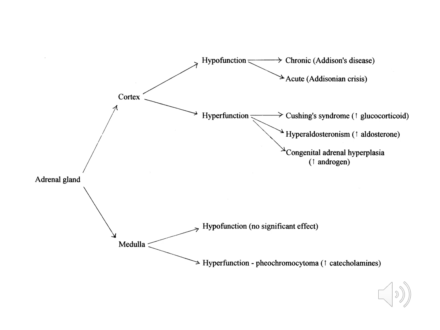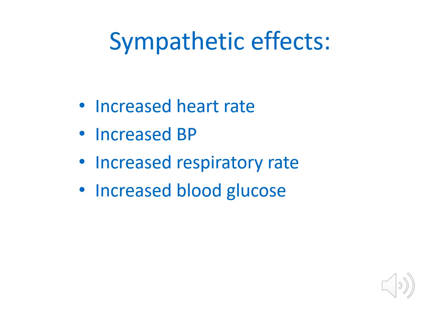Hyperfunction of the medulla, though, is a different story. If you have too much epinephrine and norepinephrine being produced by your medulla, that is going to look like sympathetic nervous system overactivity, and it can cause some pretty big problems. So the first thing we probably should do is to review what happens when you have sympathetic stimulation.